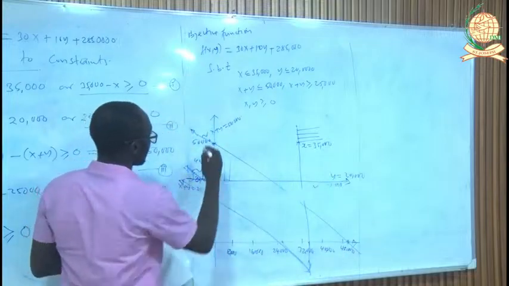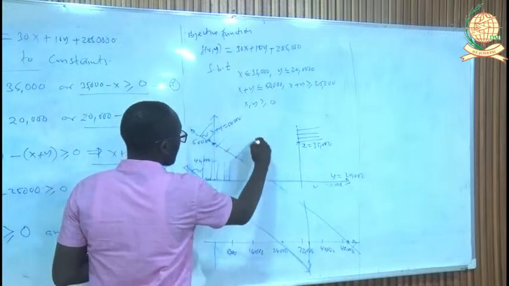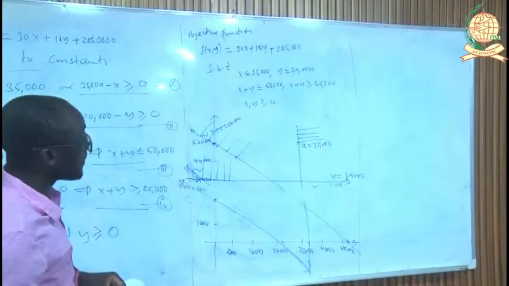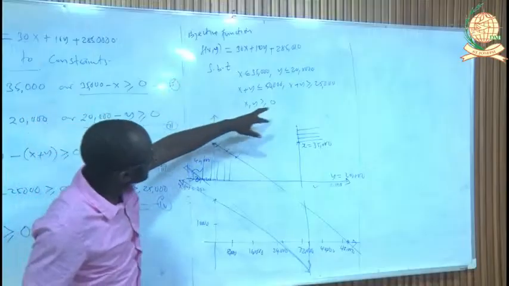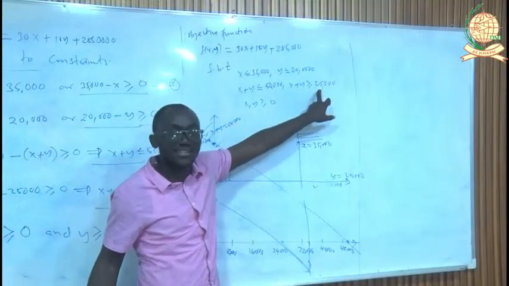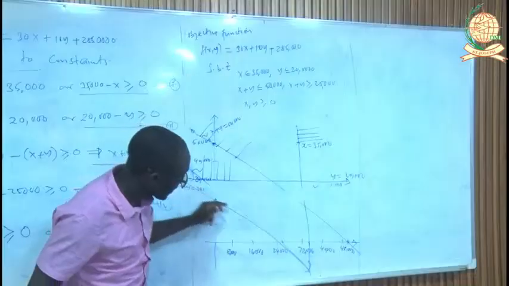So I'm going to shade the unrequired part, which is this one, upward. I'm going to shade the unrequired, because it's like I'm going to delete the unrequired because it is not there. And for this line here, x plus y should be greater than 25,000. Our line is this one.